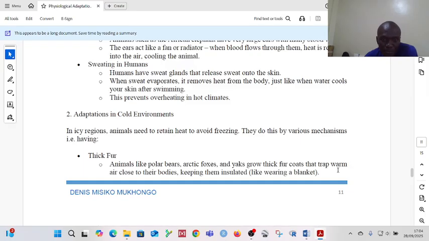Inakuwa na coat kubwa. Manyoya kubwa. The importance of that coat, that thick fur layer, will help to trap warm air close to the bodies of these animals. The air that has been trapped, which is warm, is what will help to keep those animals insulated. So in a way, by having a thick layer of fur on their bodies, these animals behave as if they are wearing a blanket on top of their bodies.